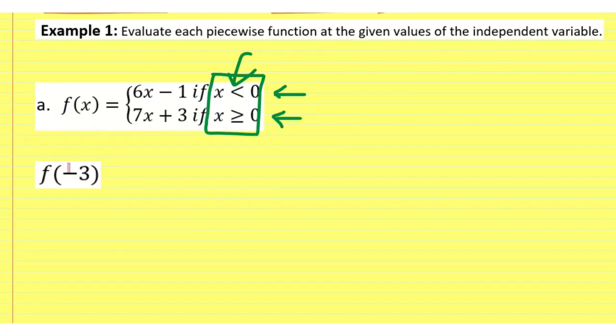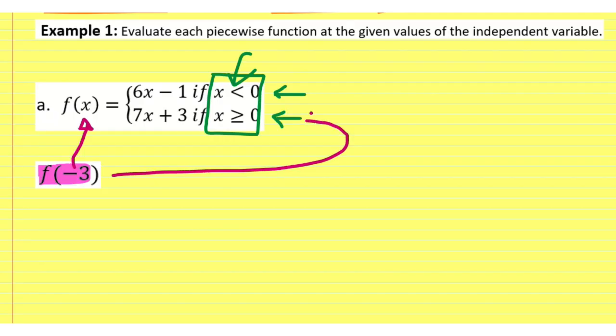So here they want us to evaluate f of -3. That means that they want us to put -3 into our function. So again, we have to say, okay, does -3 fit into this restriction, or does -3 fit into this restriction? So -3, is it less than 0? Yes, it is. So that means that we need to put this -3 into this piece of the function. So that's what we're going to do.